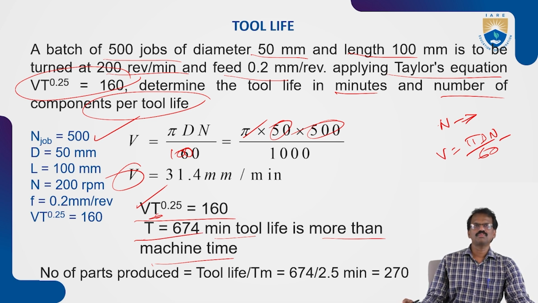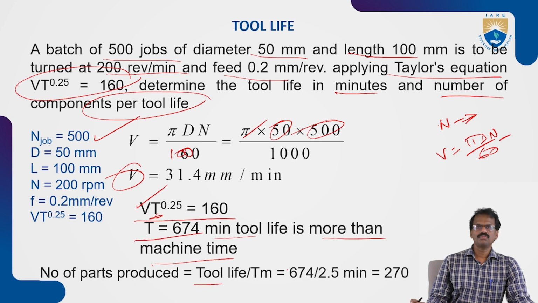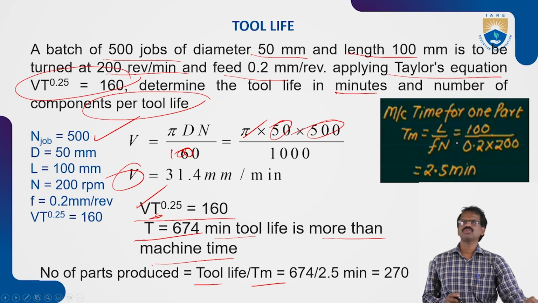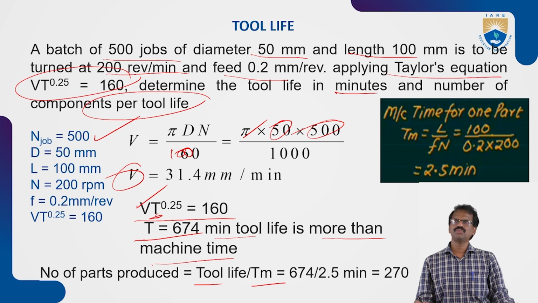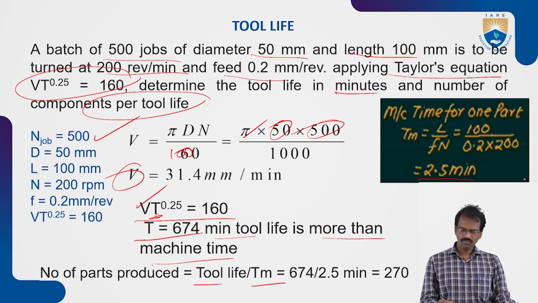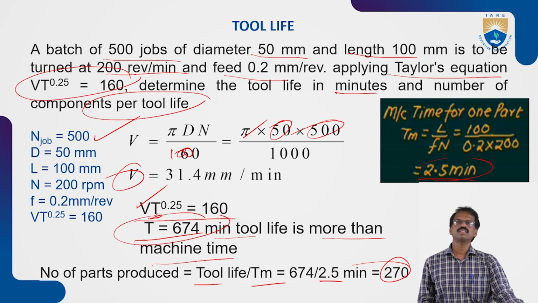The tool life is more than the machine tool. So next, the number of parts produced is equal to tool life divided by T mean. We have to find this T mean also. This is the formula for T mean: machining time per one part is equal to total length divided by f into N, where f is the feed, N is the speed, and L is the length. 100 by 0.2 into 200 is equal to 2.5. If you substitute this value of Tm here, you get 270. So 270 parts can be produced in the 674 minutes of tool life.